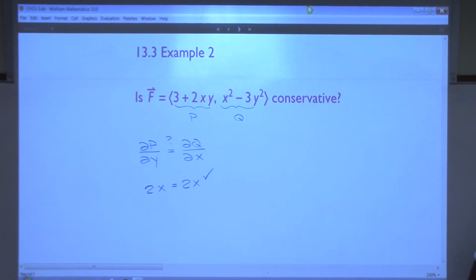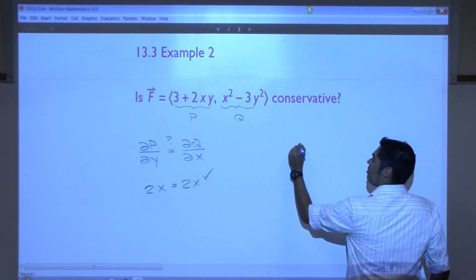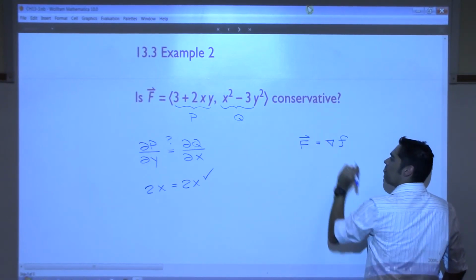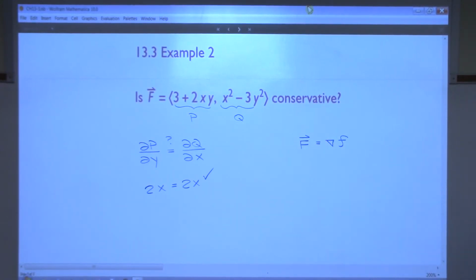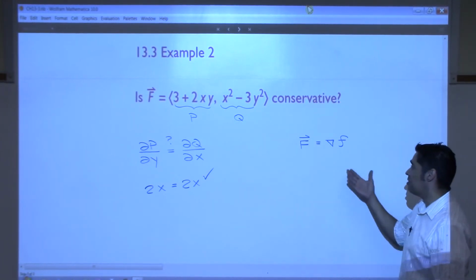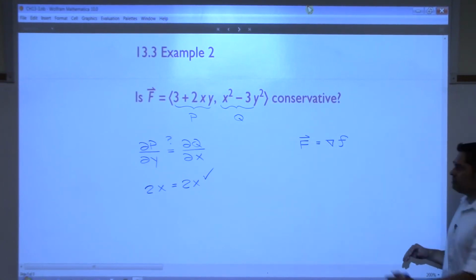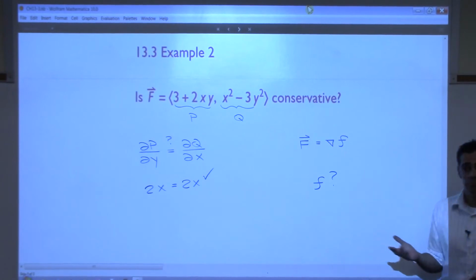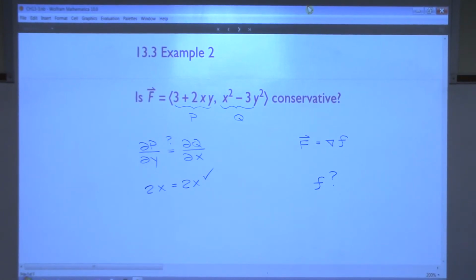But that means that F is equal to the gradient of some scalar function. Guaranteed. What don't we know, though? What is that scalar function? Do you think it's useful to have what the scalar function is? Do we even need it? On a closed curve, you wouldn't.